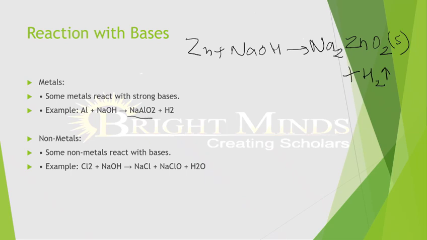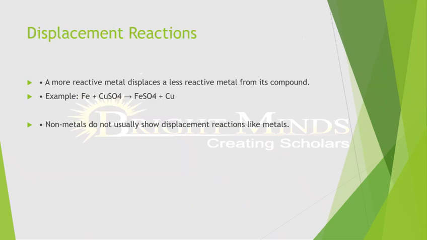Some of the non-metals also react with the bases. For example, chlorine reacts with NaOH to give NaCl, that is our common salt, sodium chloride, and NaClO plus H2O, water is being liberated. Next comes displacement reactions. This is a characteristic property of metals only. This reaction is shown by metals only.